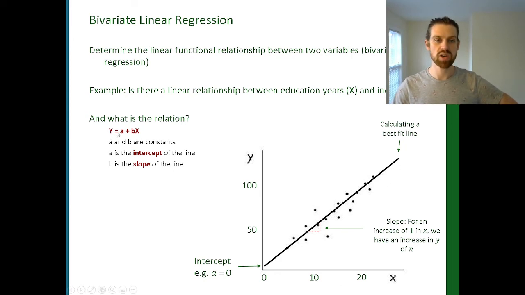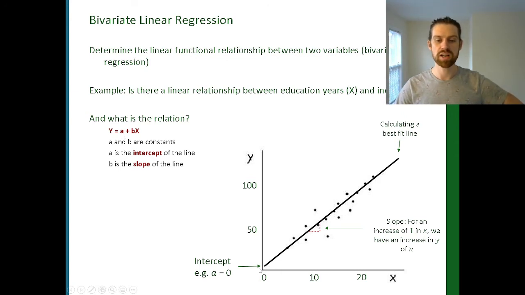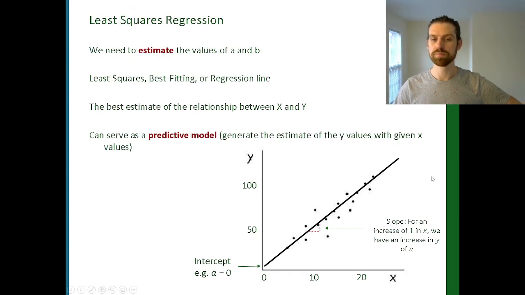Okay, so y equals a, which is the intercept, the point at which the best fit line crosses the y-axis, plus b, which is the beta coefficient. So basically it's the coefficient value here. It's the amount that for every 1 unit in x you get a corresponding increase in the y variable. Okay, so a and b here are the constants. A is the intercept of the line and b is the slope value, which I've just been talking about. So for an increase of 1 in x, we have an increase of b in the y variable.